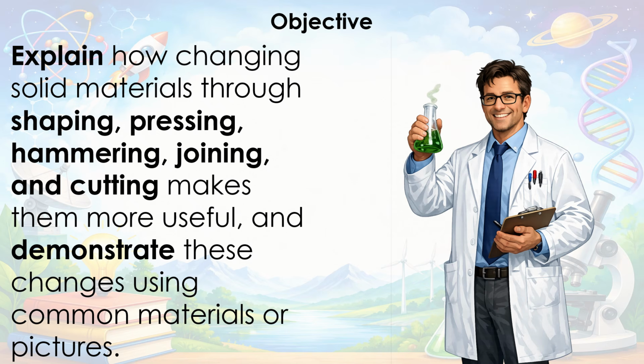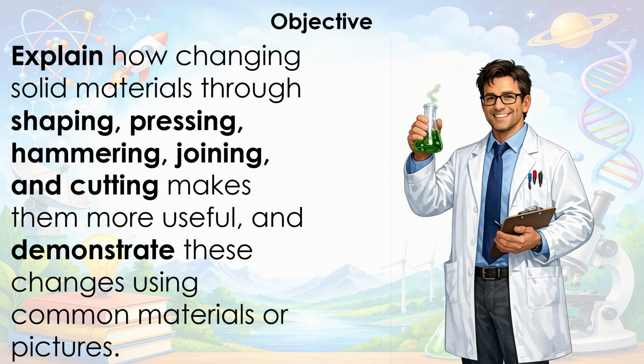Before we start our discussion, let us first look at our learning objective. Our objective says that we should be able to explain how changing solid materials through shaping, pressing, hammering, joining, and cutting makes them useful. We should also be able to demonstrate or identify these changes using common materials or pictures. Let us understand what this means.